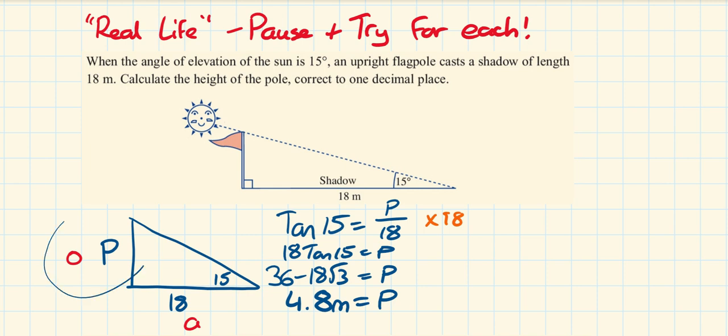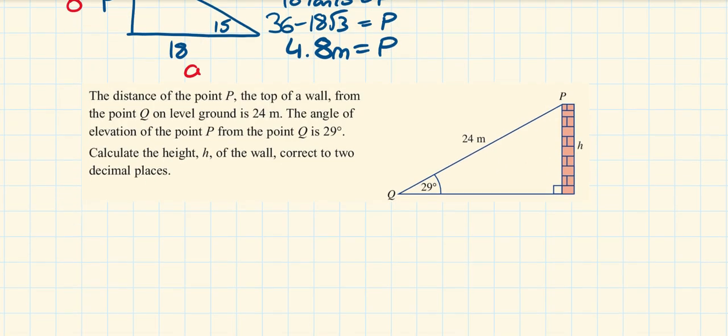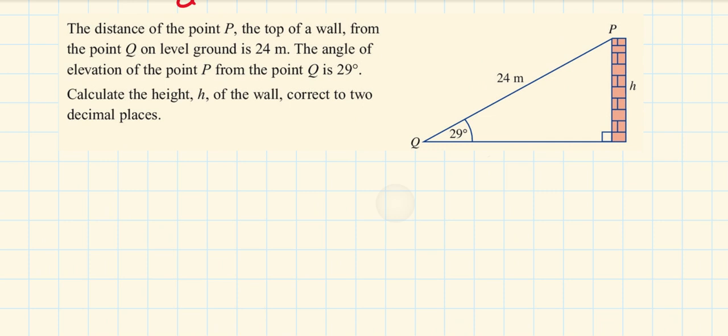So it's literally just a triangle that's like this. Okay, that's all it is. You just make the triangle. Don't worry about the sun and the pole. Just make a triangle. Okay, 2 more just to finish off. Okay, top of a wall.